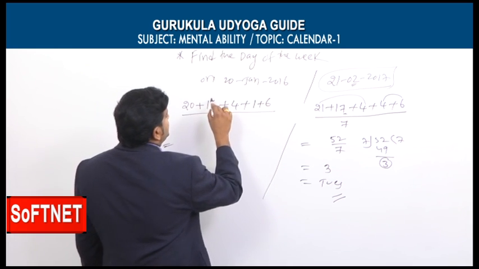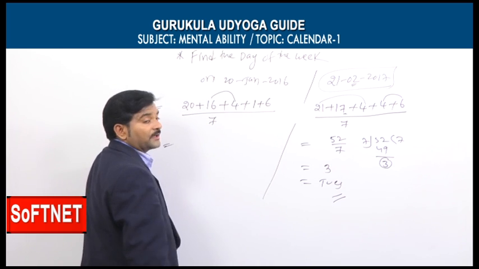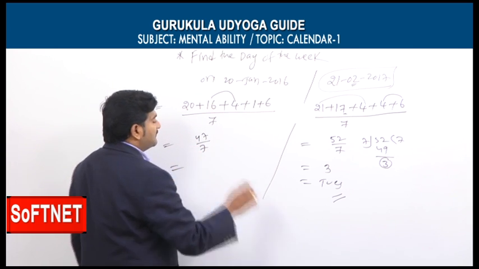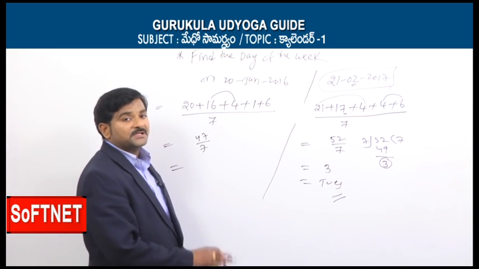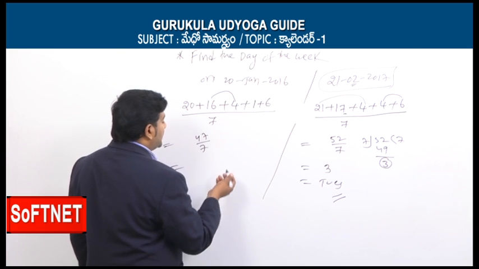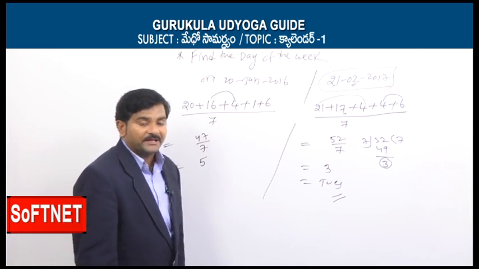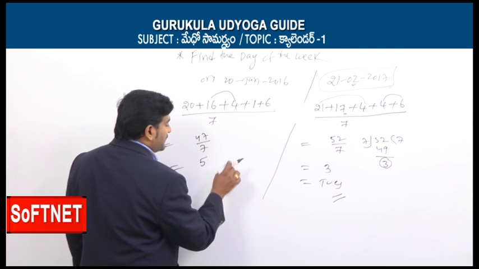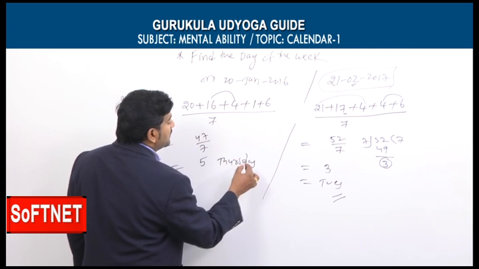Let's say 16 plus 4, 20. 20 plus 20, 40. 40 plus 7, 47. 47 by 7. 7 7s are 49, unfortunately it is not going, so 7 6s are 42. What is my remainder? 5. According to the day codes, if the remainder is 5, you have to get Thursday.